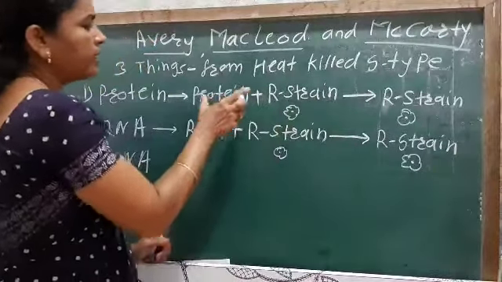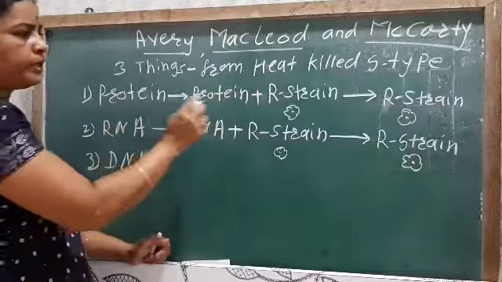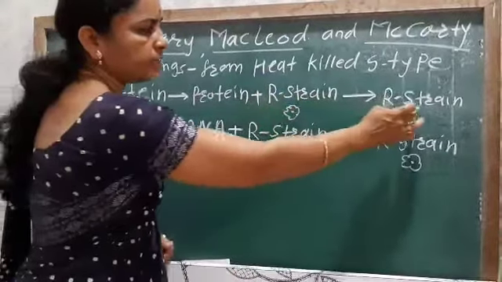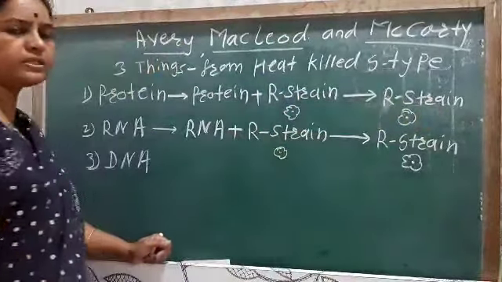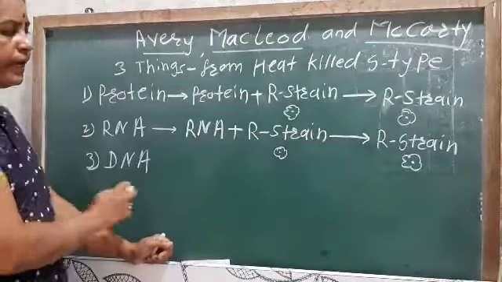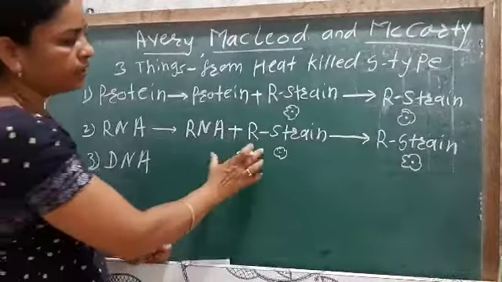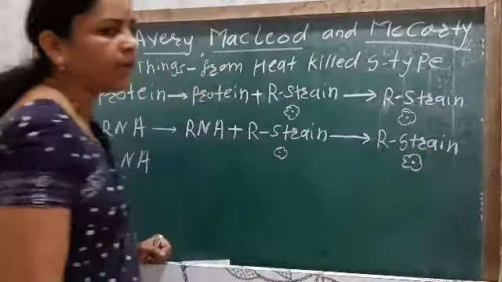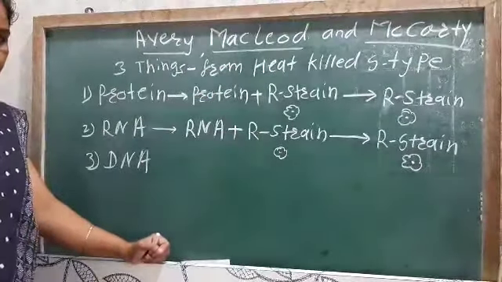So in the mixture of protein and the R strain, the R strain remains as it is, then added the RNA and R strain. In this mixture also the R strain bacteria remain as they are.